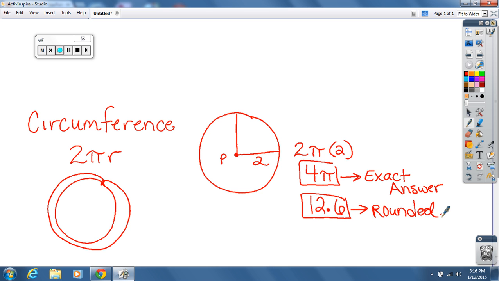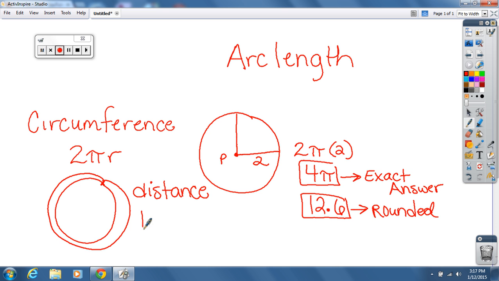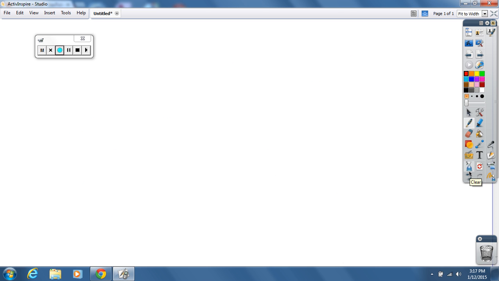Alright, circumference is used with arc length, and there is a formula for arc length. When you hear circumference, you're going to hear either distance or length, some keywords when you're talking about arc length. Alright, so let me start a new screen. We'll go on to arc length.